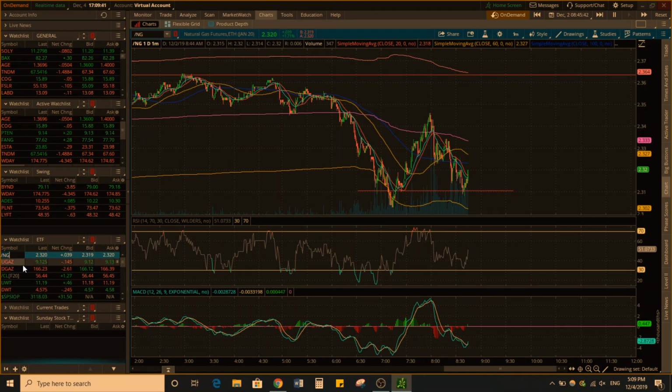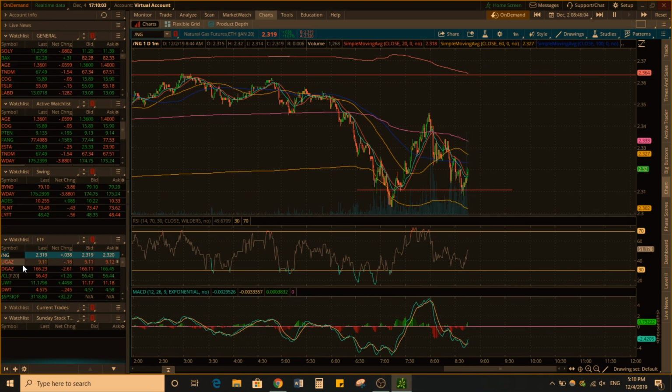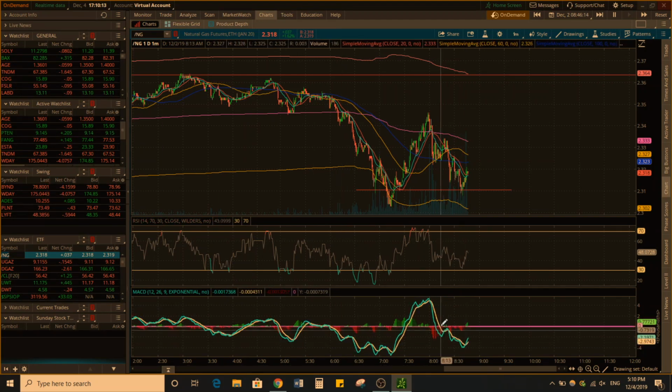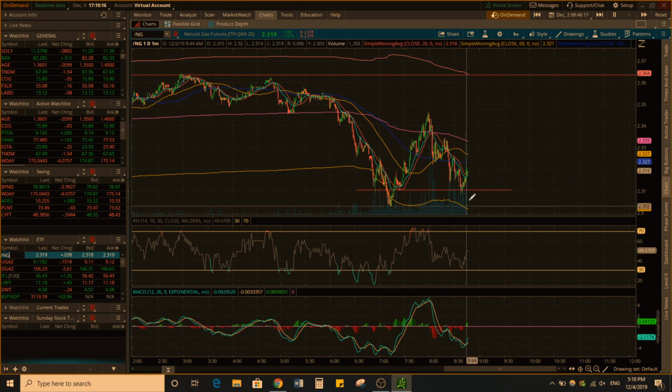RSI is at 51. That's not bad. I mean, it's a little overextended. I usually try to go for about 40, maybe 45, is what I want the RSI to be when I want to buy. And for the MACD, I'm either looking for just like an emerging green bar or decreasing red bar that you see like here and there and right there.